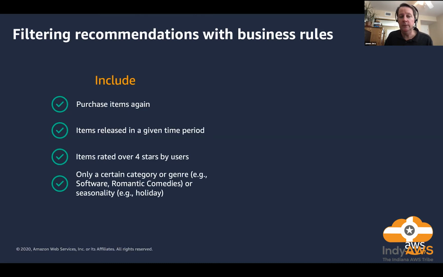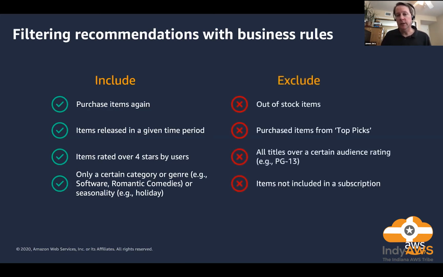You can filter based on ratings, or it's very popular to use filters to restrict recommendations to a particular category, say genre for movies, or a category on an e-commerce site. The flip side is you can exclude items from being recommended. So for instance, out of stock items is really common. I don't want to recommend products that the user can't purchase. Purchased items from top picks. So if I have top picks and I don't want to recommend something they've already purchased, you can use a filter for that.